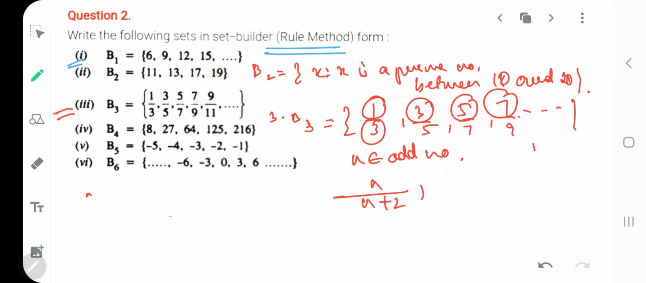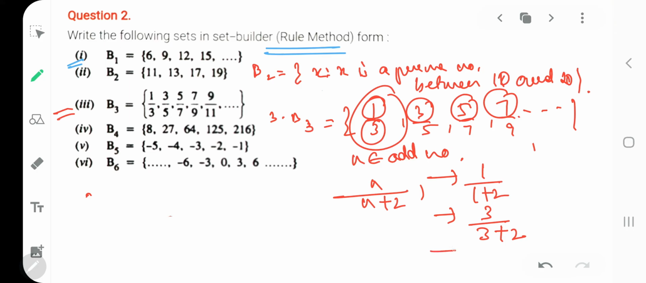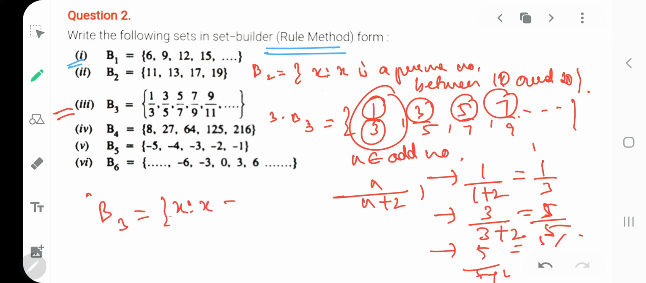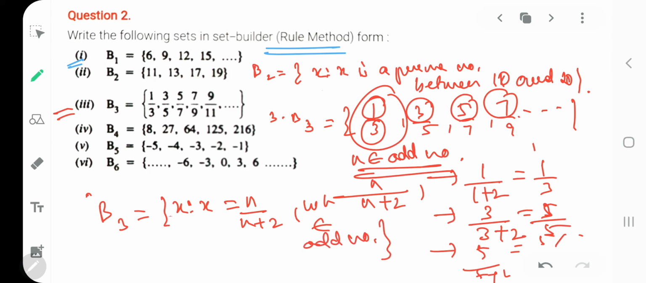If you notice, in your first fraction you saw 1 plus 2. In your second fraction you saw 3 plus 2. In your third fraction you saw 5 plus 2, that is 5 upon 7. So in this way you can make up your own formulas, and this formula will be n upon n plus 2. So how will you write it? You will write B3 is equal to x such that x is equal to n upon n plus 2 and n belongs to odd numbers. So that will be your set builder form. Clear?